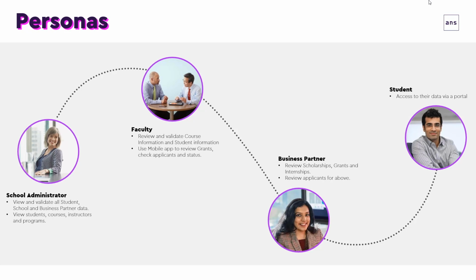The Higher Education Accelerator solution was created around a number of different personas. It was created around the idea of having a school administrator who's responsible for viewing and validating all student school business partner data, for viewing students' courses, instructors and programs. It's built around having a faculty that's responsible for reviewing and validating course information as well as student information, and also for using a mobile app to review grants, applicants for the grants and their status.